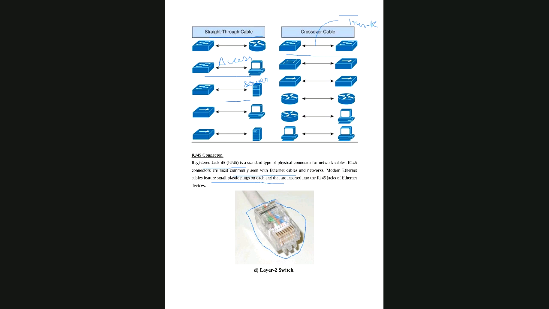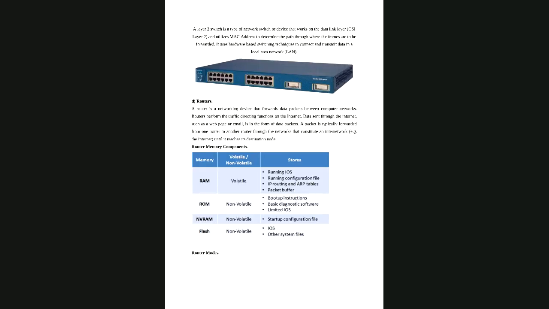The next thing we talk about is the layer 2 switch, because a switch works at layer 2, which is the data link layer. So it works with MAC addresses. A layer 2 switch is a type of network switch or device that works on the data link layer. Fine. And it utilizes MAC addresses to determine the path through which the frames are to be forwarded. It uses hardware-based switching techniques to connect and transmit data in a local area network.